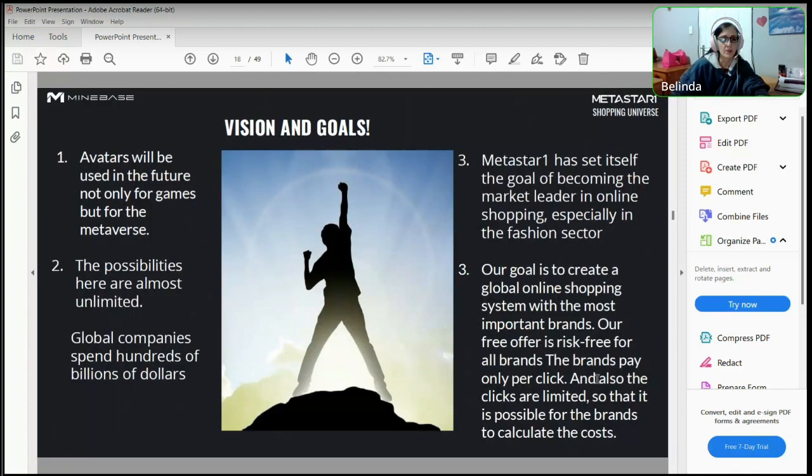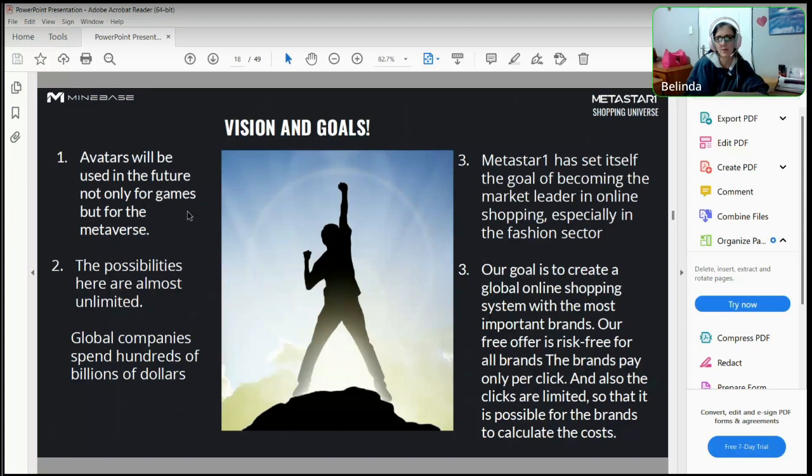Okay, so his vision and goals: avatar. You'll be able to use it in games as well. So you could actually use your own skin. I don't know if you guys play games, but if you do, you could have your own player looking like yourself. So you could use your own avatar, your digital self, in other games as well.